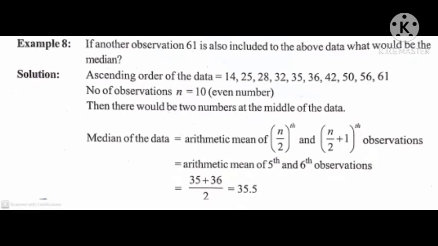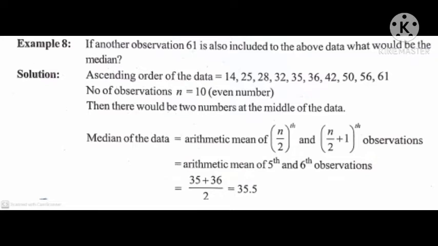Next example. If another observation 61 is also included in the above data, what would be the median? Solution. First, write the given data in ascending order, that is 14, 25, 28, 32, 35, 36, 42, 50, 56 and 61. It is related to example 7. Therefore, the number of observations n is equal to 10. 10 is an even number.